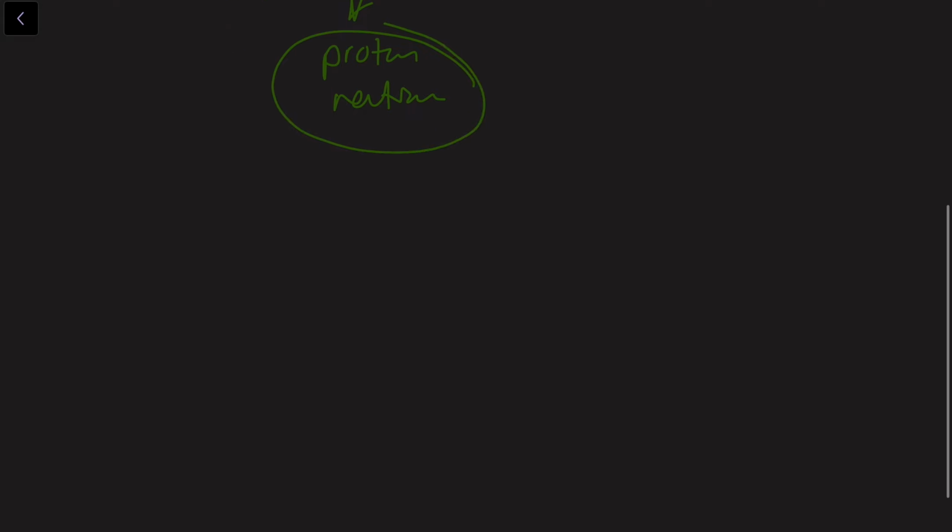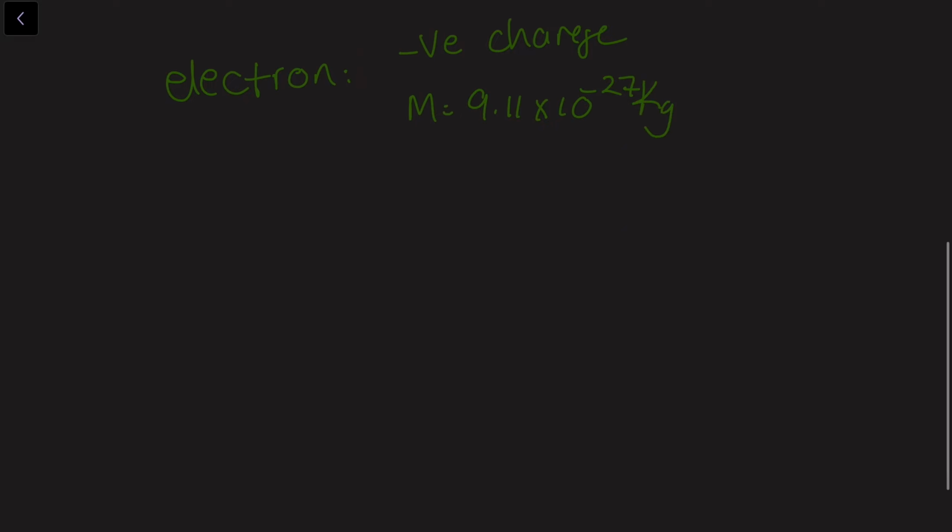Now, we're going to look at the electron right now. So this is a bit of matter. We all know it has a negative charge, so minus VE charge. We all know its mass, so it's 9.11 multiplied by 10 to the power of minus 27 kilograms, and we know all of that. Now, basically, everything has something which we call an antiparticle. So the electron has an antiparticle, and the antiparticle of the electron is equal to a positron.